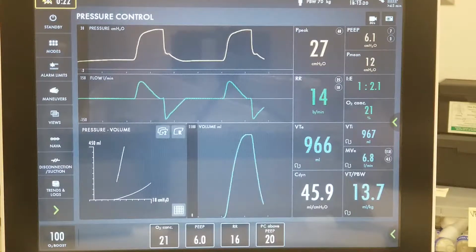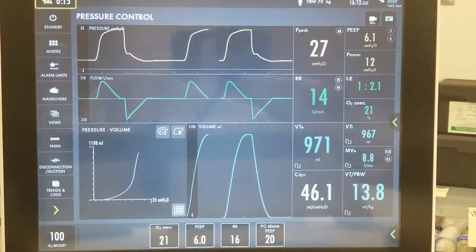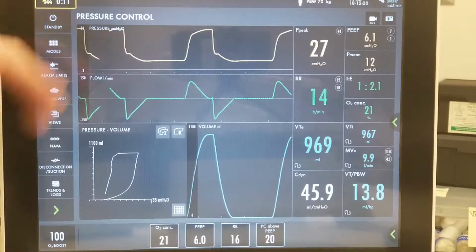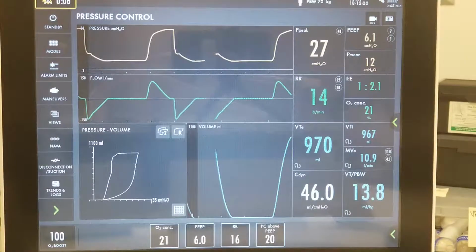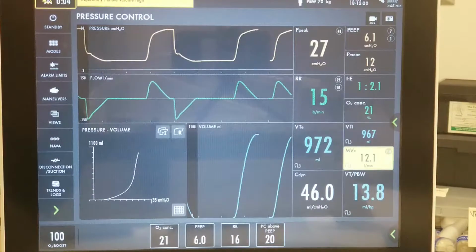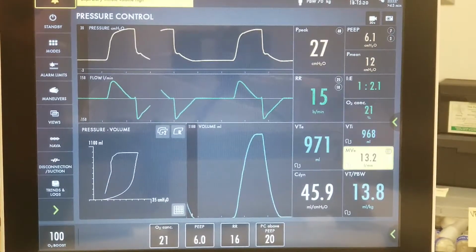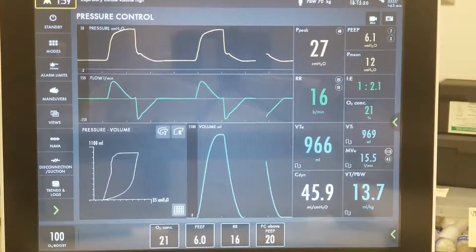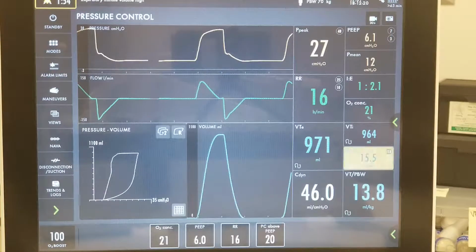Now notice the change in the shape of the pressure curves. Instead of having a square flow wave pattern, we now have this exponential decay as pressures within the system rise to the set pressure and then hold there. In this case, we can see it looks like pretty much a square pressure waveform. Now the next thing it asks, once you activate this mode, is to monitor volume.